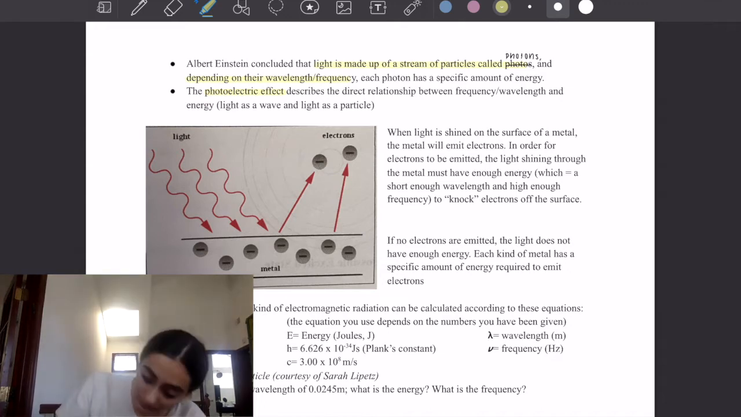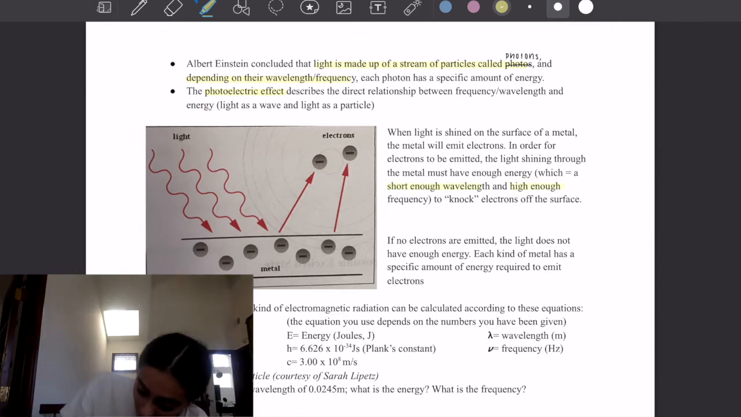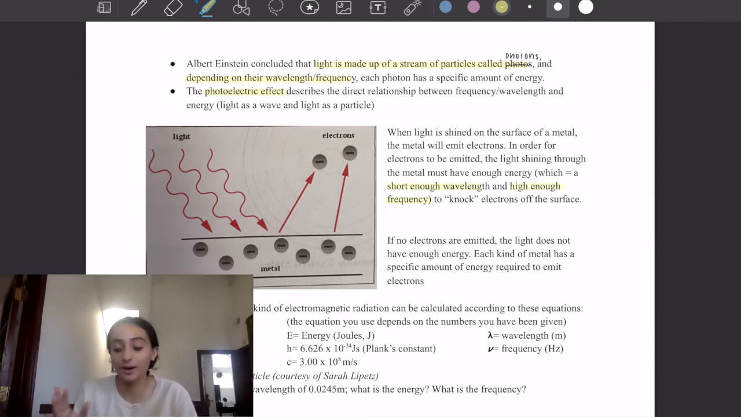So the more energy a kind of radiation has, the shorter wavelength it has and the high enough frequency it has. Because if you think about it, a high frequency means there's more of the radiation because more waves are passing in a second, which means there's more energy. So every kind of metal required a specific amount of energy to emit electrons, but this basically showed that with a high enough frequency and the correct metal, light can demonstrate the fact that it has energy and electrons can be emitted off of a metal.